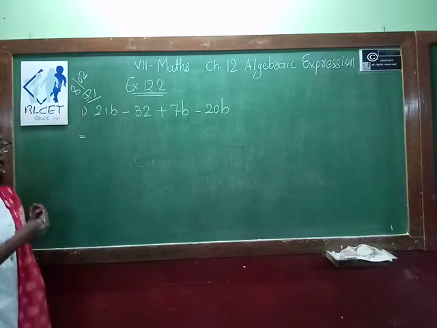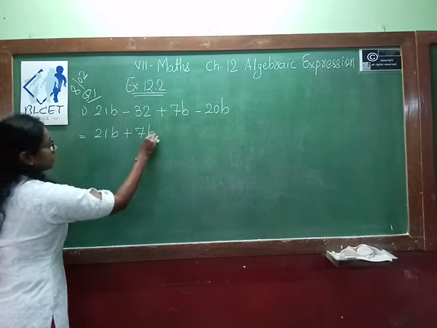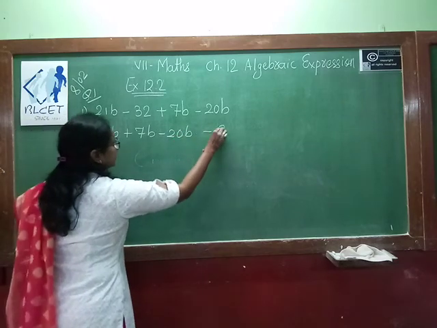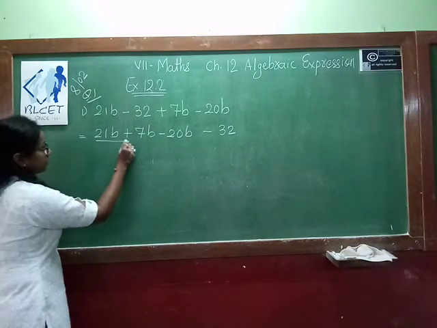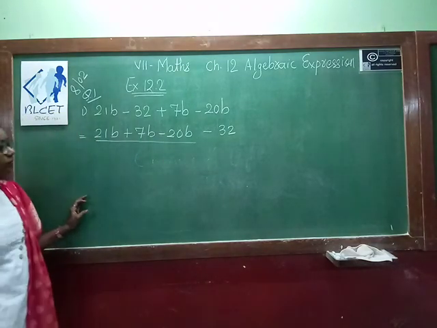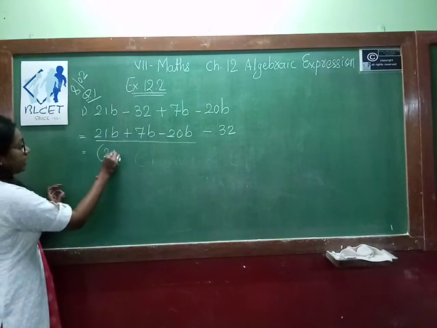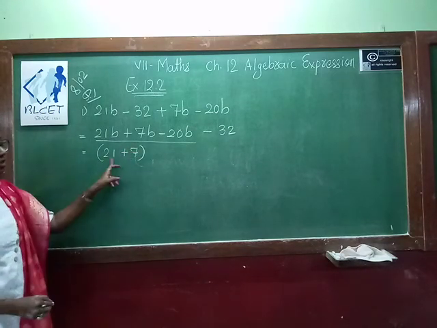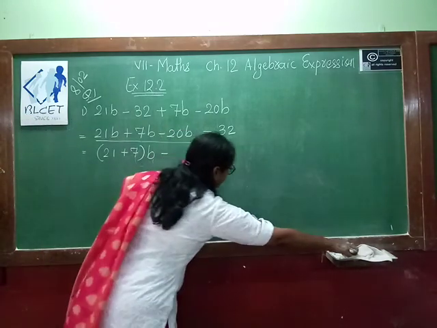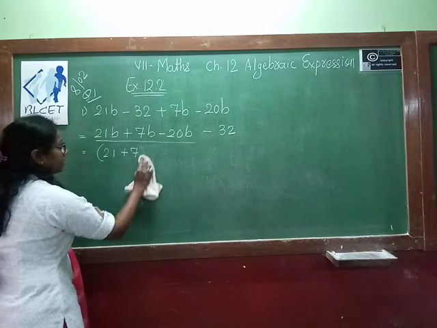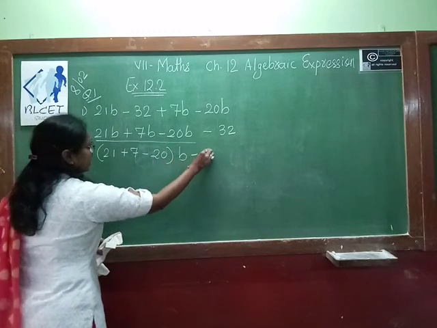First we rearrange the given expression so that all the variable terms are together, and 32 is your constant term, so that you write at the last. Now we do the addition of these like terms. First we collect the coefficients of the variable, that is the numerical values, and b remains as it is. We have three like terms: 21b plus 7b minus 20b, minus 32.